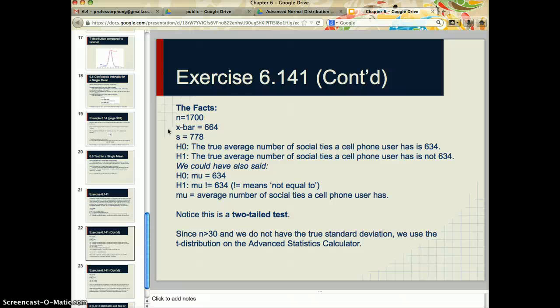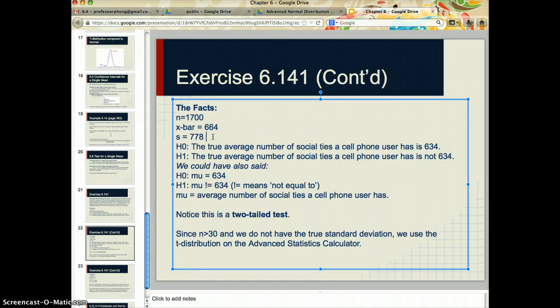Our standard deviation is very large, which means there's a lot of variation in results, which would mean that maybe we have very large numbers. Some people might have 800 or 900. Others would have maybe 200 or 300. And that means that the variation in results is so wild, we can't actually conclude definitively that it's not 634.